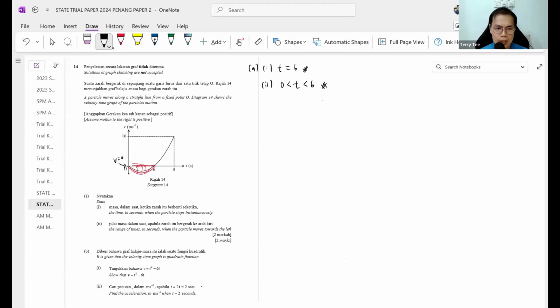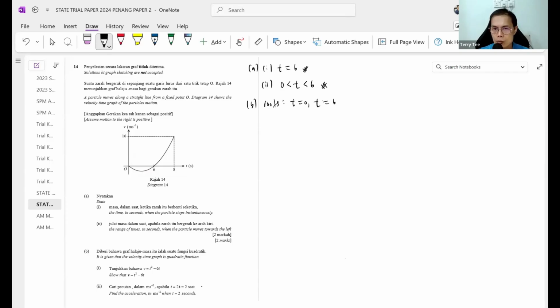All right, now next, they say that given that the velocity-time graph is a quadratic function, show that v is t squared minus 6t. It's important that it's quadratic, so we can use a quadratic model. You can use various ways to do it, but for me, I look at it: it passes through 0 and 6, so we know the roots are t is 0 and t is 6.